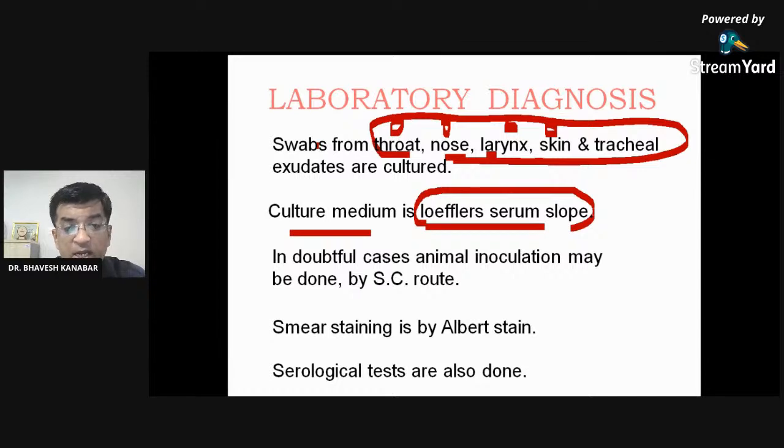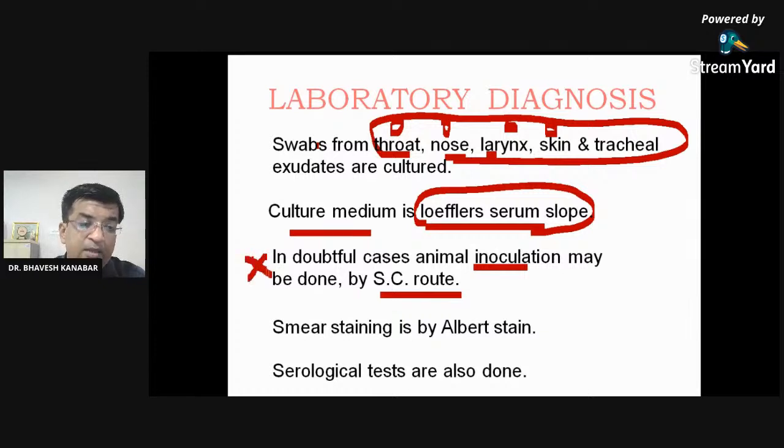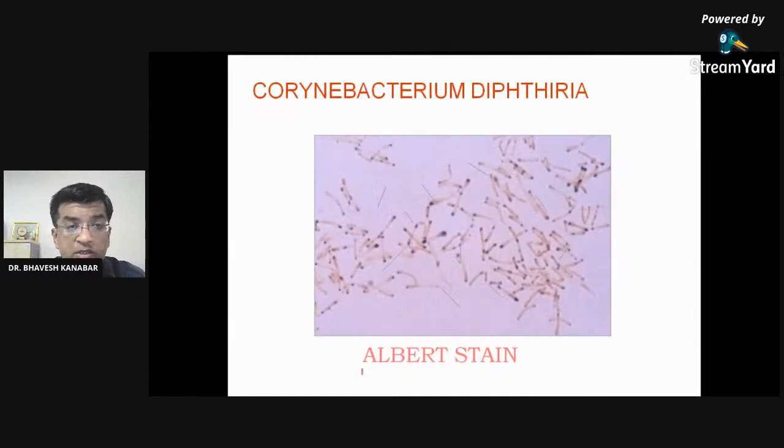In doubtful cases, animal inoculation may be done by the subcutaneous route, but it is not routinely done, because clinical diagnosis is typically confirmed with the help of membrane formation and Loeffler serum slope. Smear staining by Albert stain and serological tests can also be done. In Albert stain, the typical look of Corynebacterium diphtheriae is seen. They are arranged in a V-shaped form, as you can see here.